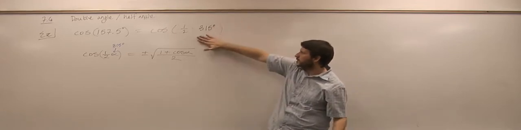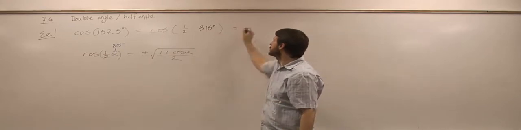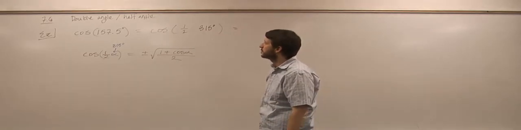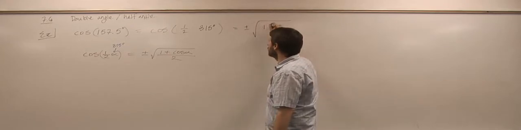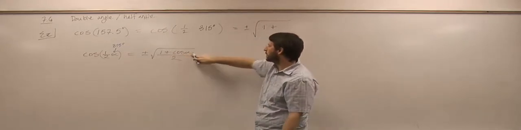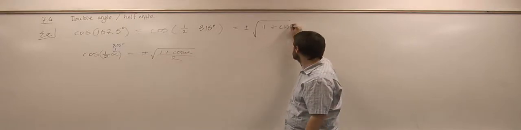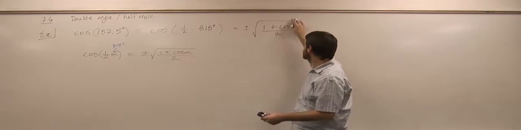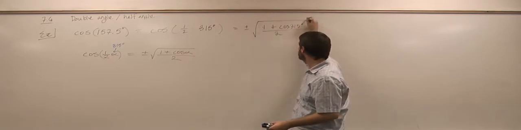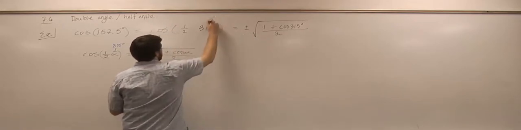So what am I going to write? What's this equal to? How do I apply the formula here? Equals plus or minus square root of 1 plus, and then what am I going to put in for cosine alpha? Cos 315, over 2. This is my alpha.